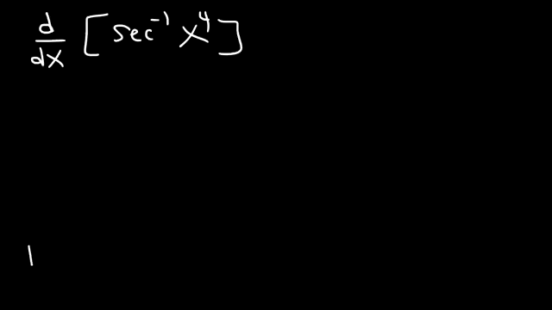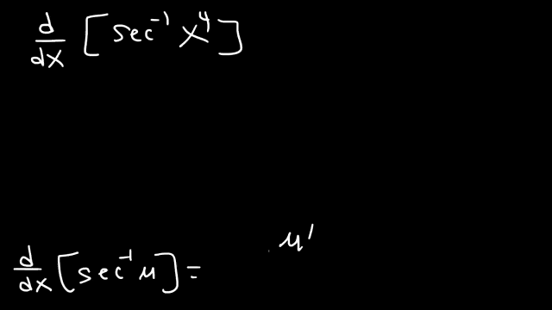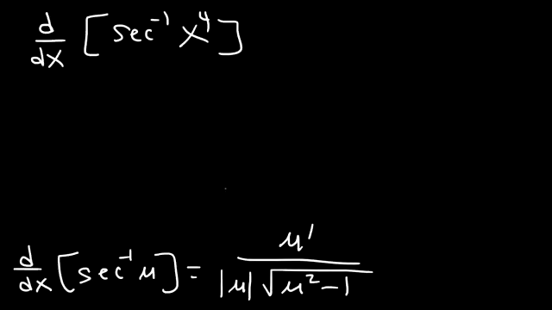Let's consider one more example. Find the derivative of arcsecant x to the 4th power. So let's begin with the formula. The derivative of arcsecant is going to be u prime divided by the absolute value of u times the square root of u squared minus 1. So we can see that u is x to the fourth and u prime is 4x cubed.